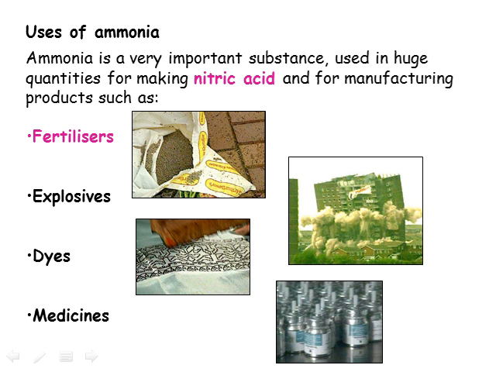Ammonia is made in huge quantities because it is the starting material needed to make many products which are used in large amounts, such as fertilisers, dyes, pharmaceutical products and explosives.